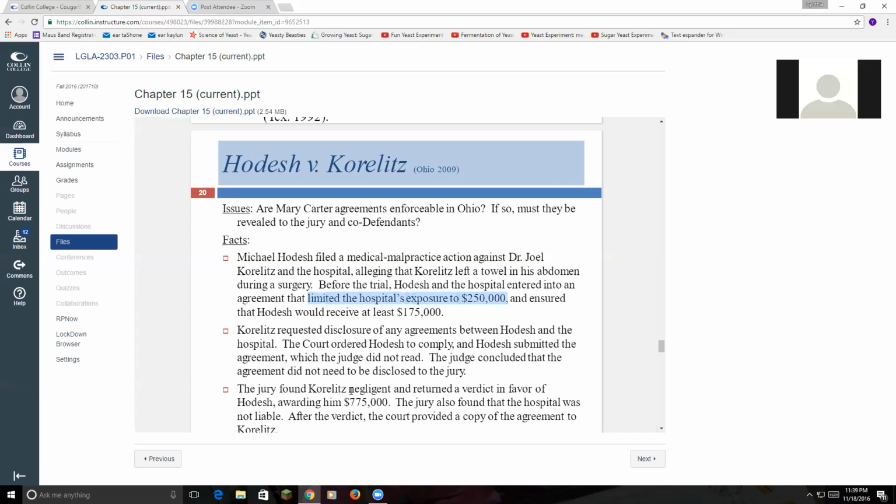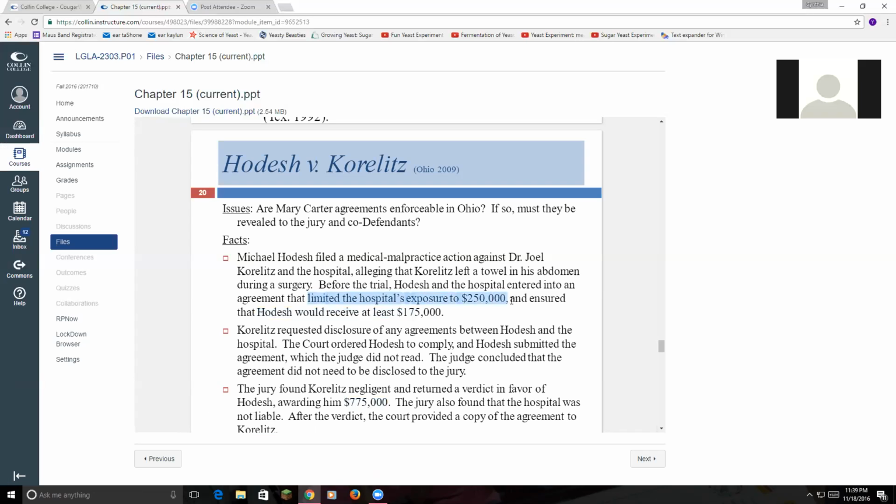Well, the jury finds the doctor negligent and returns a verdict in favor of Hodesh, awarding him this amount of money. The jury found the hospital was not negligent at all. So the hospital doesn't have to pay Hodesh any amount of money. And of course, this cap doesn't ever kick in.